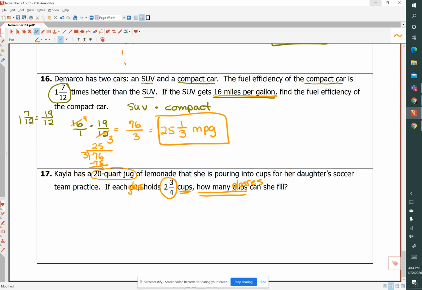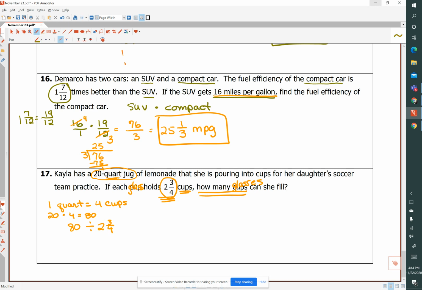So we have a 20-quart jug. Now, 1 quart equals 4 cups. I don't know if you knew, unless you bake, you might not know this. So we have to do 20 times 4, which equals 80, because we have to have both of our numbers in cups. So we have 80 cups divided by this 2 3/4 cups.